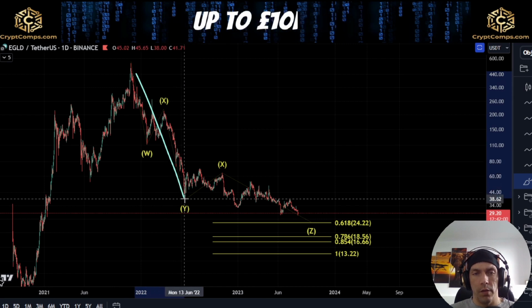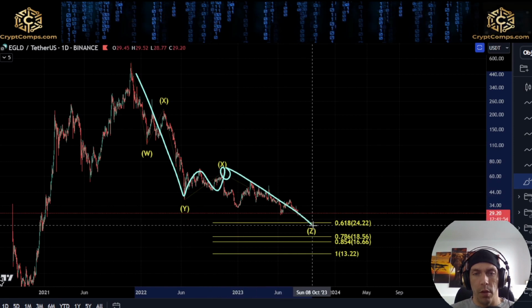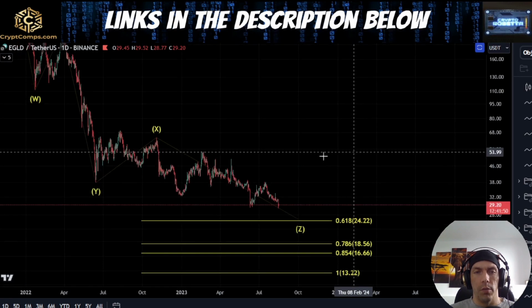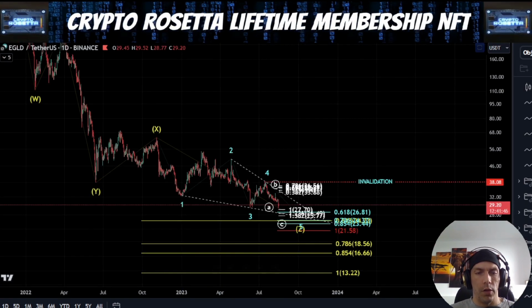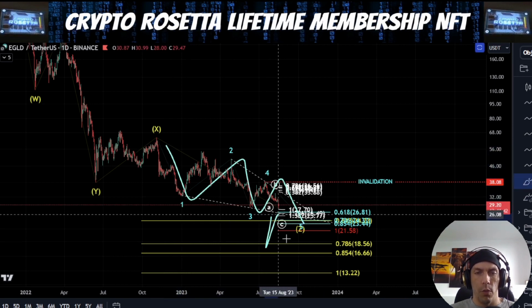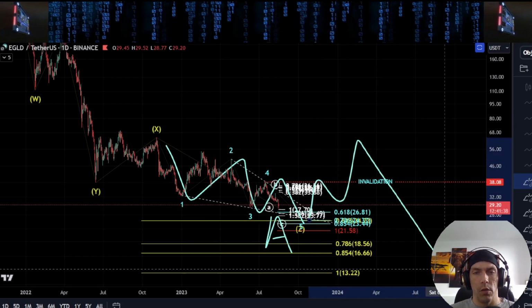If this is the case, this would then become our Y wave here. We'd look at this potentially as our X wave into this point, and then we'd be looking for this as a Z wave to the downside. Now, within this idea of this being a Z wave to the downside, what we could still see is that if we get this diagonal play out where this becomes 1, 2, 3, 4, 5, this could actually form our A wave here. Then we see a three-wave move to the upside and then continuation down.